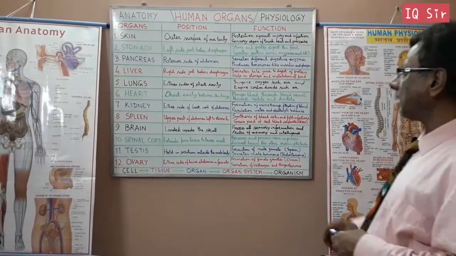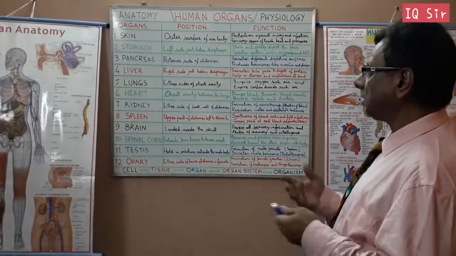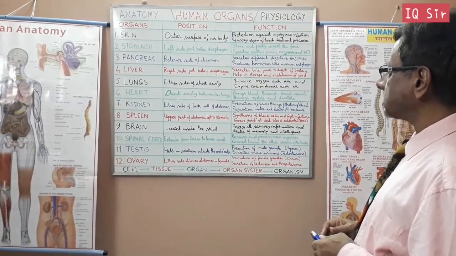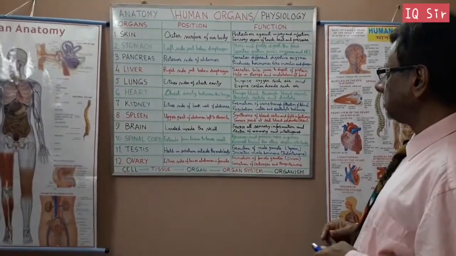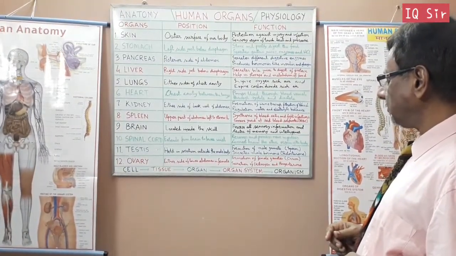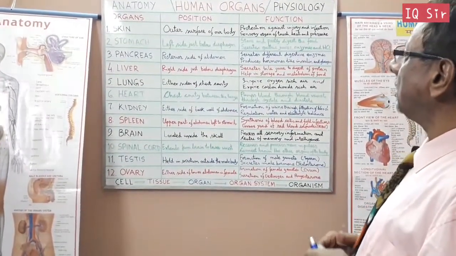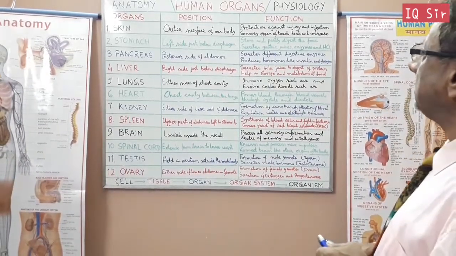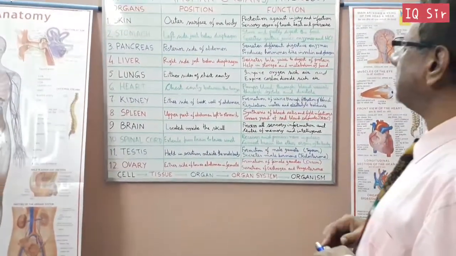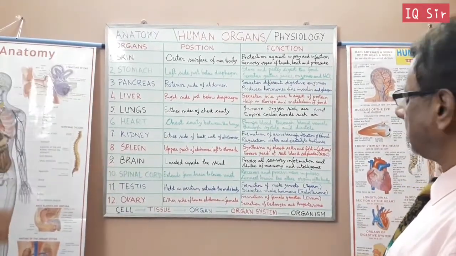Okay. So in our syllabus there are 12 types of organs, although there are many more. You have to study skin, stomach, pancreas, liver, lungs, heart, kidney, spleen, brain, spinal cord, testes in male and ovaries in female. I will start from the skin. We'll find out the position where they are located in the body as well as the function. So first of all we deal with the position, location and function. Then I will show you in the chart.